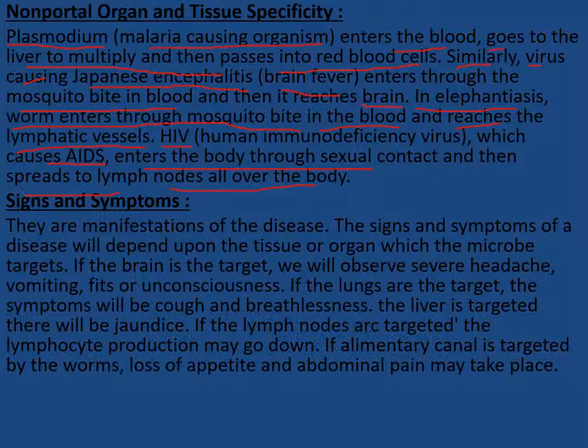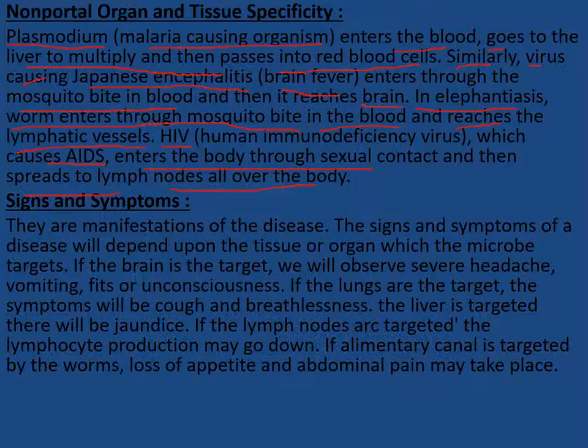Next are the signs and symptoms. Signs and symptoms are the manifestations of the disease. The signs and symptoms of a disease will depend upon the tissue or organ which the microbes target. These signs and symptoms are the manifestations of the disease, that is, the symbols of the disease, right? And they depend on the tissue or organs that the microbe targets.